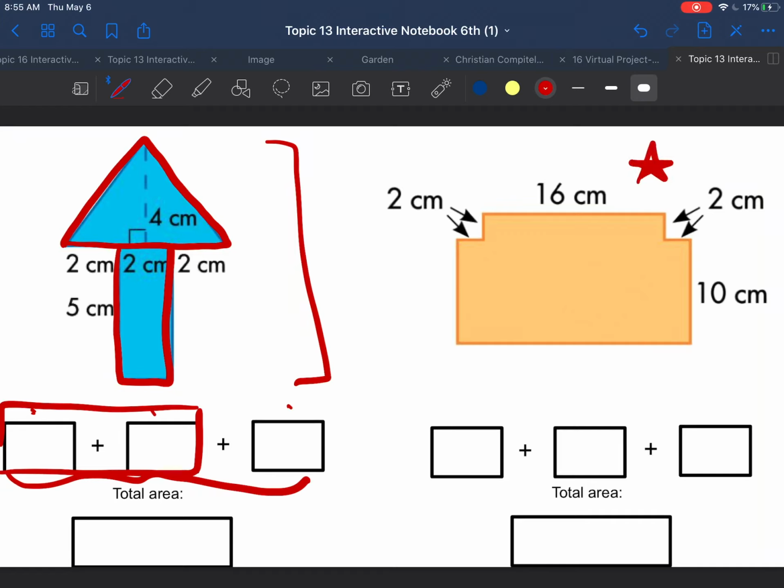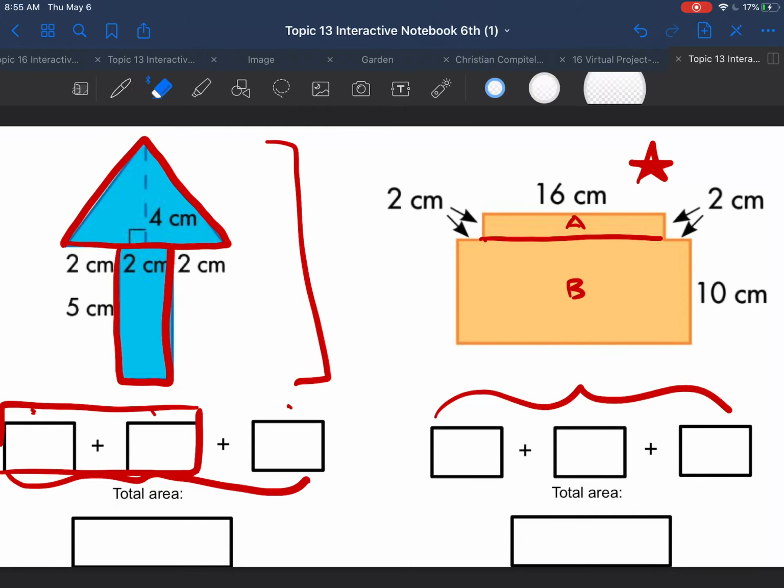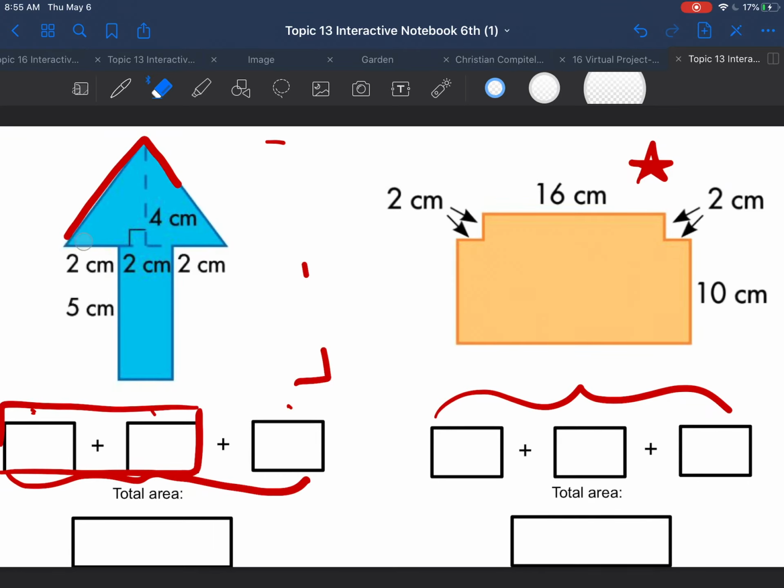Same thing with this next one. You can break it up like this and have A, B, and C. Or you can break it up like this and have A and B. Again, depending on how you break it up is how many boxes you'll fill in down here. All right, so try those 2 for me, please, and make sure, don't forget to include those units as well as you're going through those.